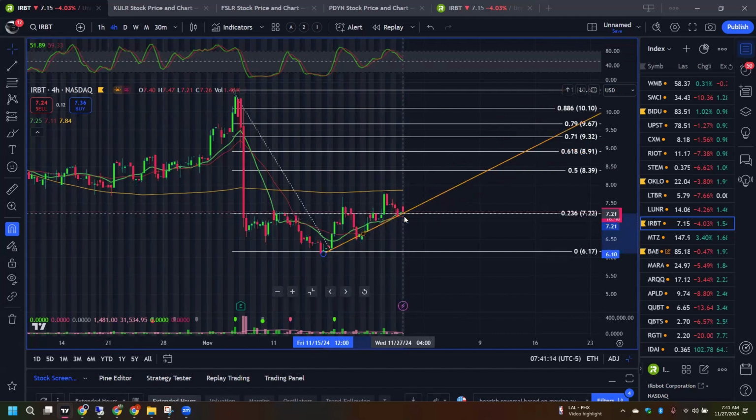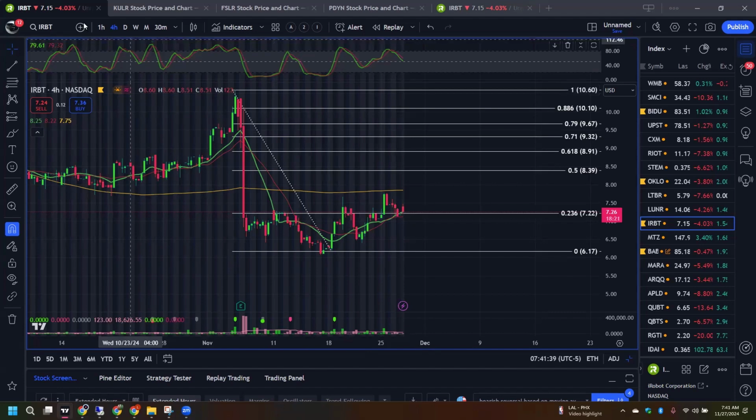I really don't use these. And so just showing you what's going on. So you would be looking for it to ride that up. I'll get rid of it because, again, I don't use those. You can see that it was rejected at the 200 2 days ago, came back down, found support at the 1421 cross, and now we are testing that support again.